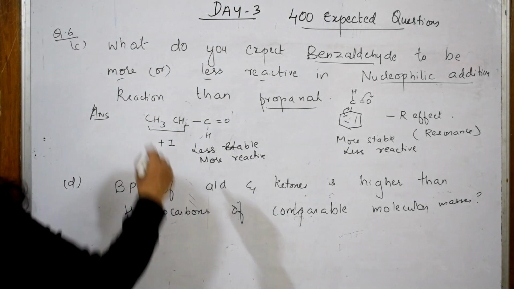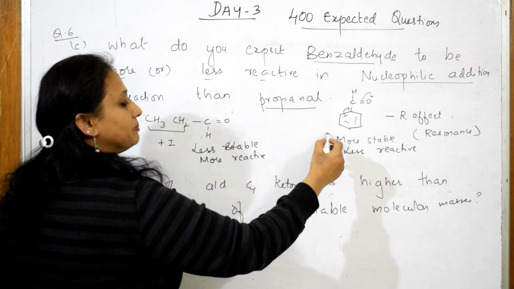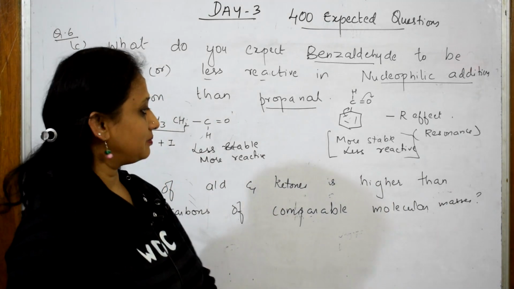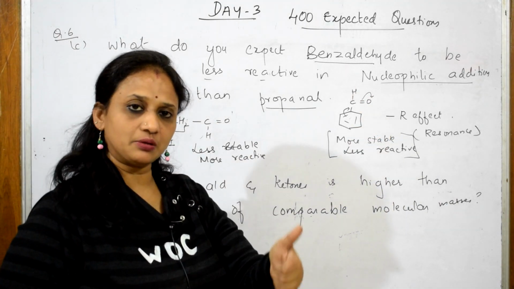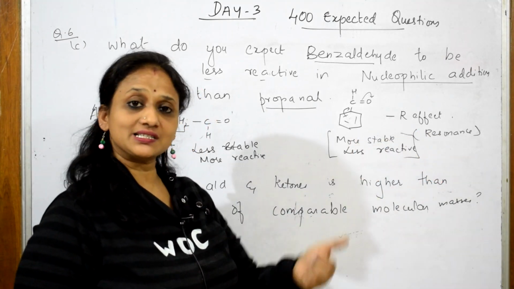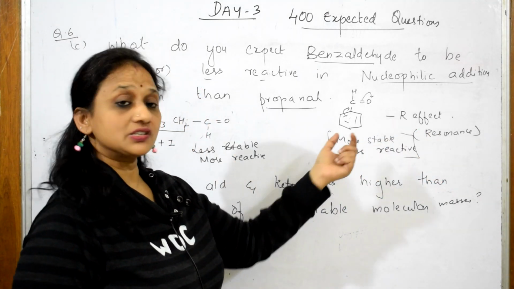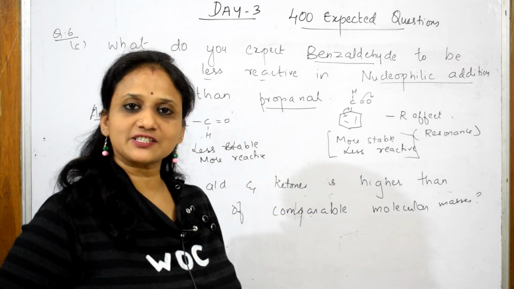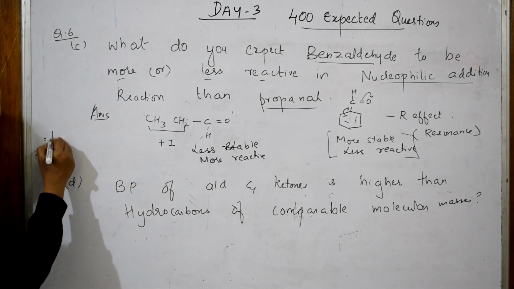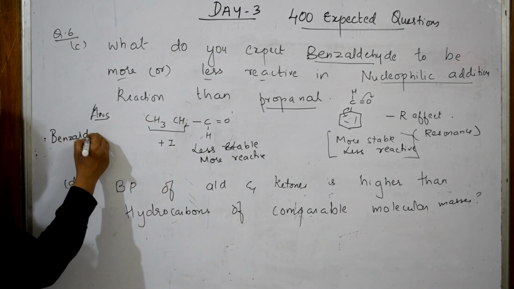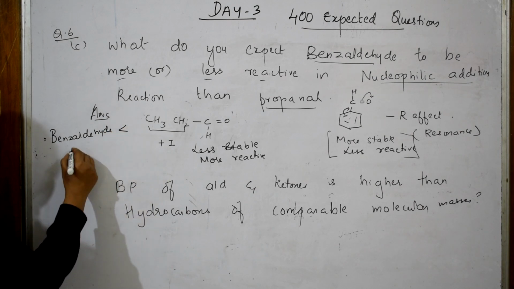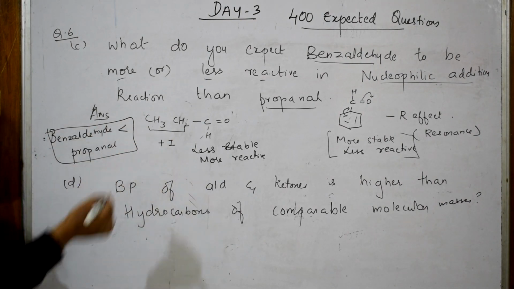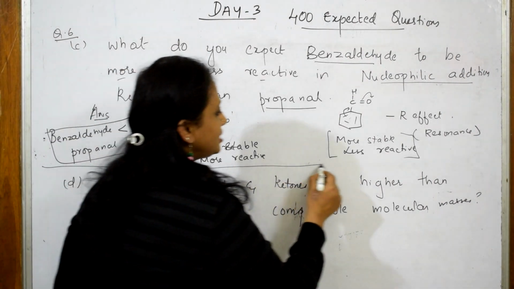So now you can prove, no? What do you expect, benzaldehyde? Yes, benzaldehyde is less reactive than propanol. Why? Because minus R effect, point number 1. Second, it shows resonance, point number 2. It is more stable, point number 3. If something is stable, it is less reactive, isn't it? That's all. So you can write here, benzaldehyde is less reactive than propanol. That's simple. Reason is here. Let me draw one line not to confuse you.